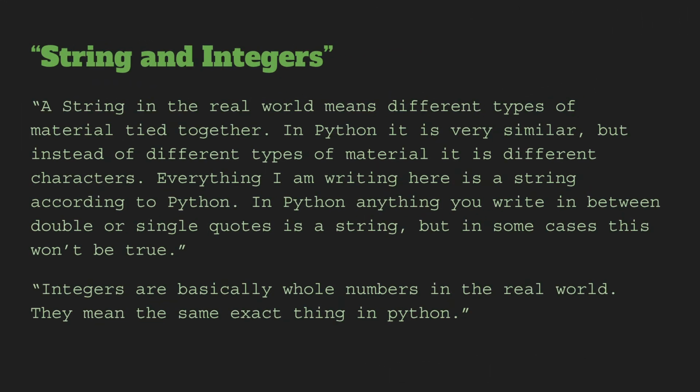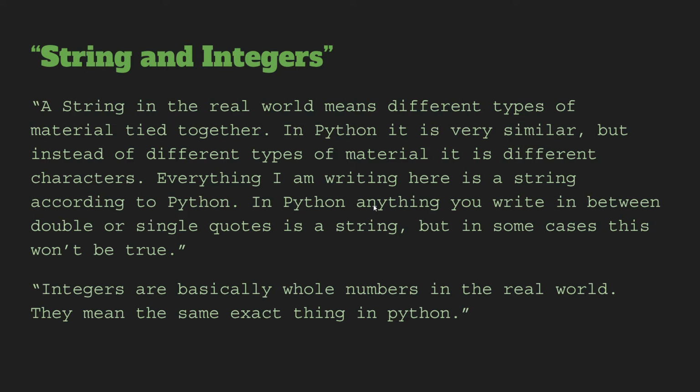Strings and integers. A string in the real world means different types of material tied together. In Python, it is very similar, but instead of different types of material, it is different characters. Characters meaning keyboard characters, not like superheroes and Marvel characters. Everything I'm writing here is a string according to Python. In Python, anything you write in between double or single quotes is a string, but in some cases this won't be true.